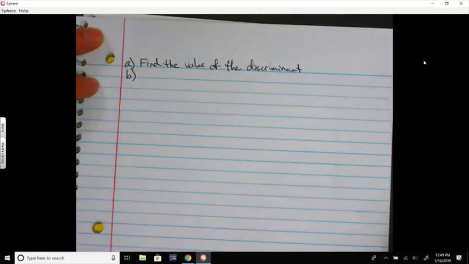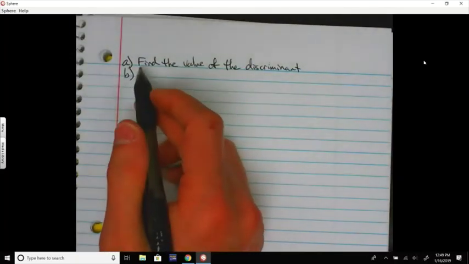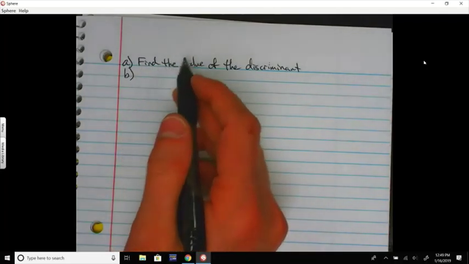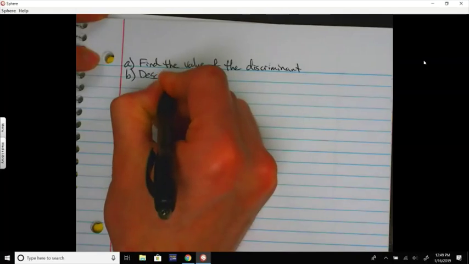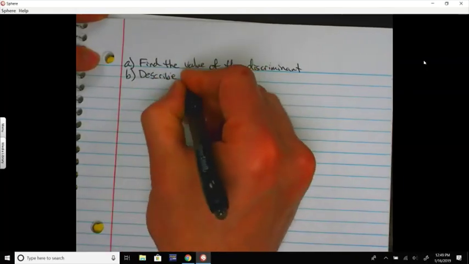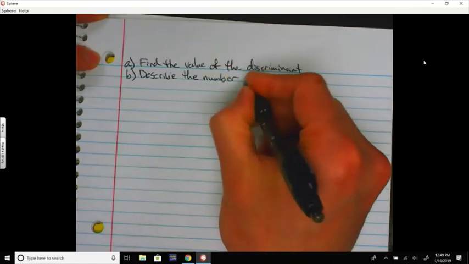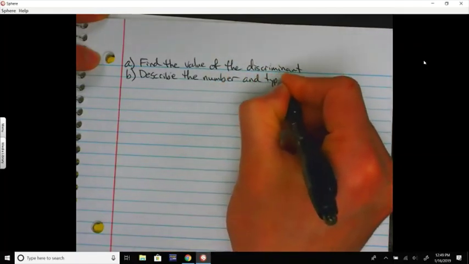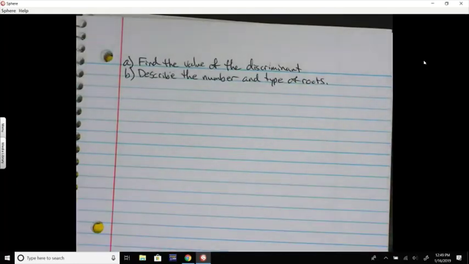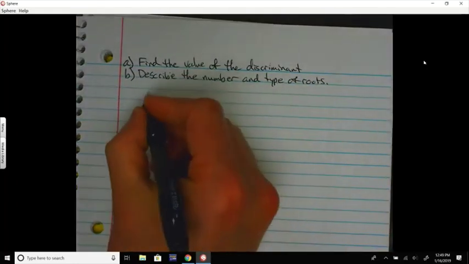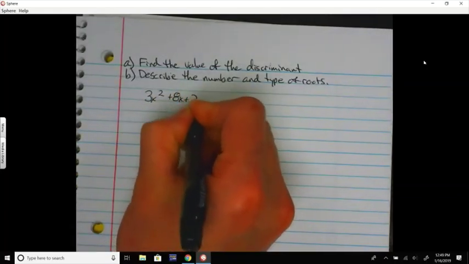Okay, these are going to be some of the questions you'll have. Part A is just going to say find the value of the discriminant. Part B will be to describe the number and type of roots. And they'll give you an equation such as 3x squared plus 8x plus 2 equals 0.